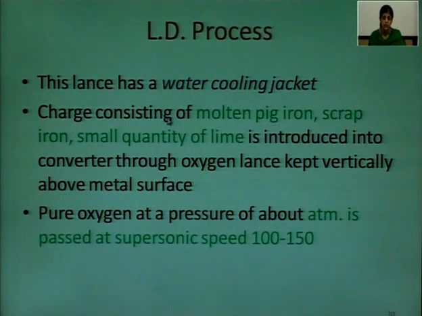In this case, the charge consists of molten pig iron and scrap iron. A small quantity of lime is also introduced through the oxygen lens, which is kept vertical above the metal surface. Pure oxygen at a pressure of about 100 atmospheres is passed at supersonic speed of 100 to 150 meters per second.